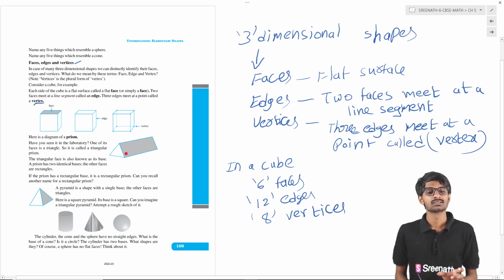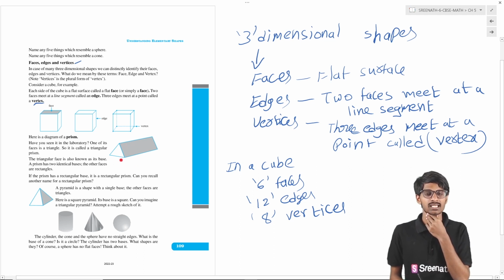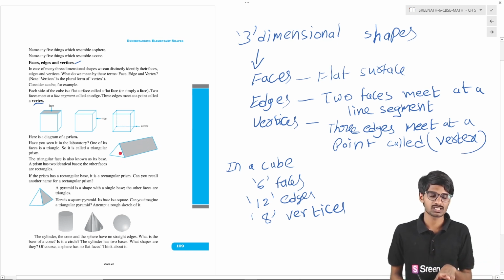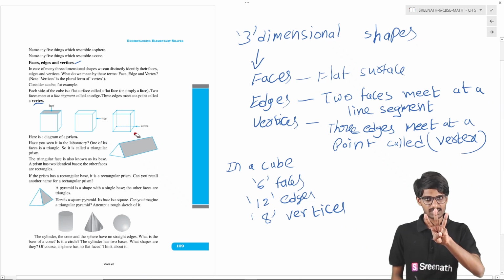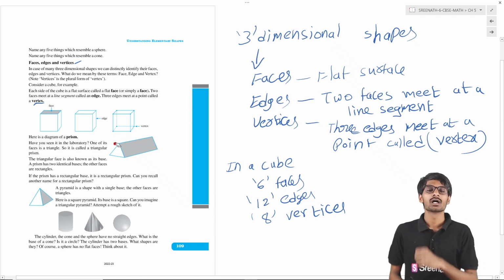So now just observe the prism. It has a rectangular shape. This side is also a rectangular shape and the bottom is also a rectangular shape. This side is a triangular shape and the other side is also a triangular shape. So a 3-dimensional prism has rectangular shapes. We call these faces, and it has 3 rectangular faces and 2 triangular faces.